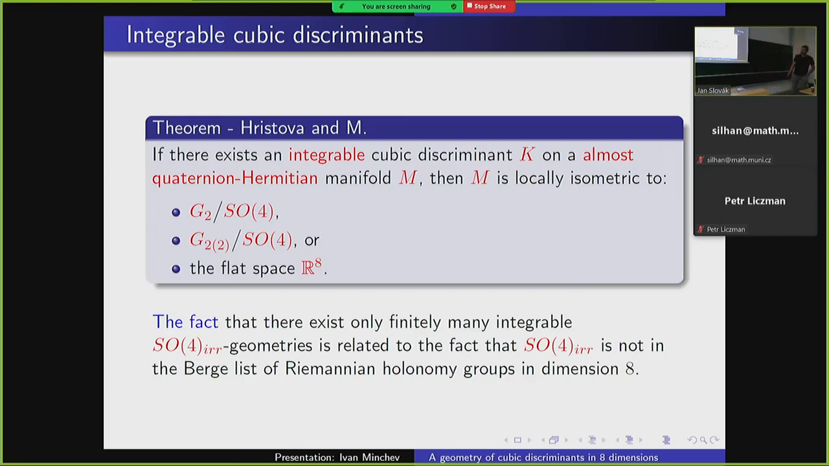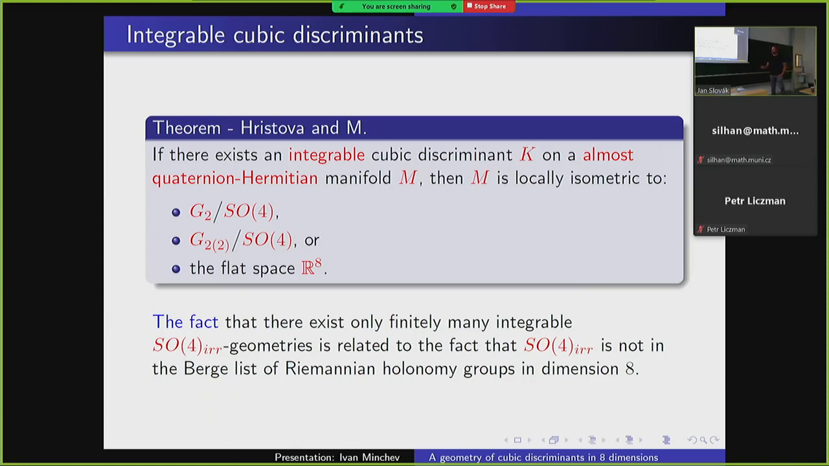There is a theorem of Berger that gives a list of possible holonomy groups, and of course irreducible SO4 is not in that list. So all geometries with groups that are not in that list need to be either locally symmetric or products, so they have to be finitely many. This means that if we are interested in such non-standard groups, then the integrable case will always be described by finitely many examples.